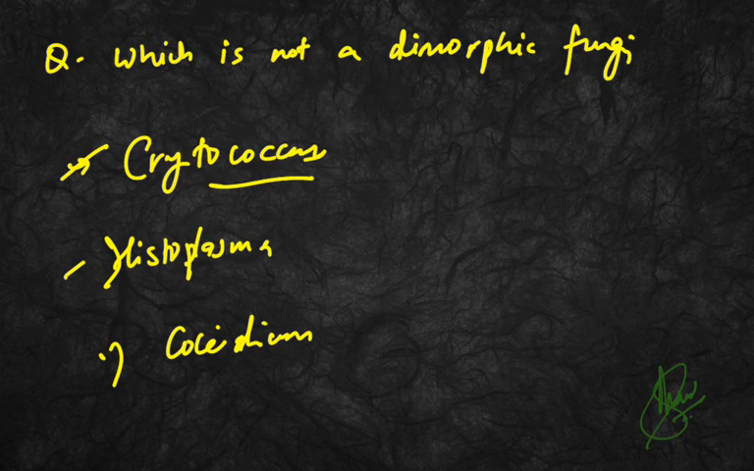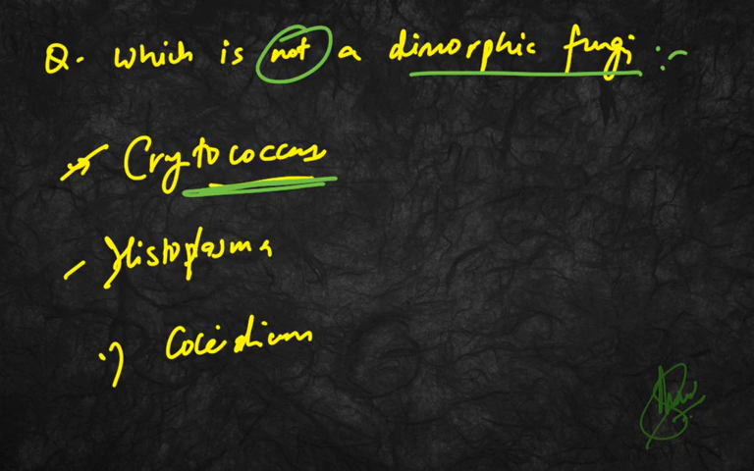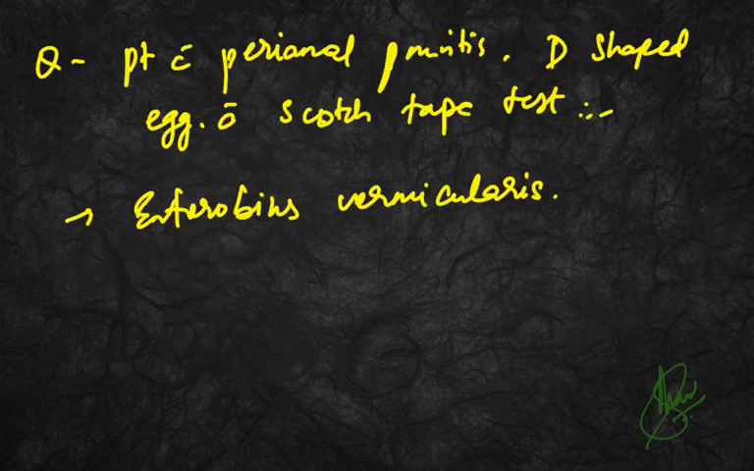Which of the following is not a dimorphic fungi? So the answer is Cryptococcus. It is not dimorphic. Histoplasma and Coccidioides are dimorphic.